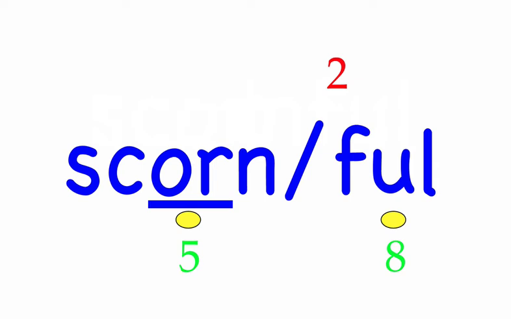Row 6, appall. His behavior will appall us all. First syllable is ap, two sounds. A, p. Pall, three sounds. P, a, ul. Appall. Mark the word.